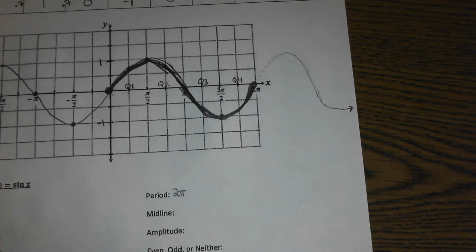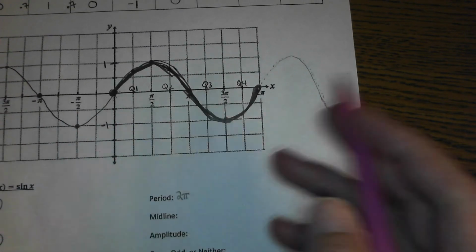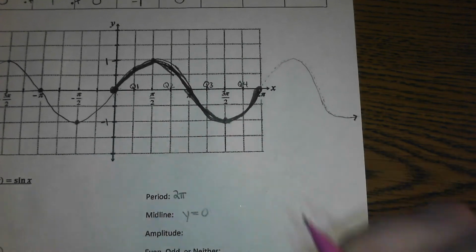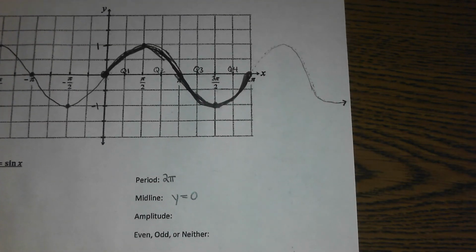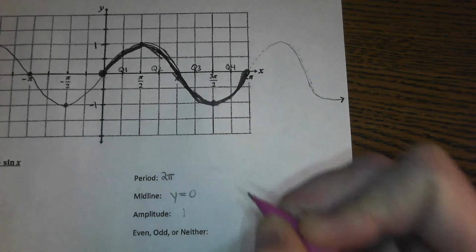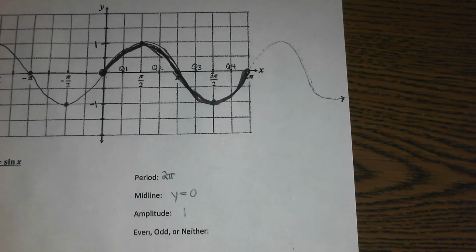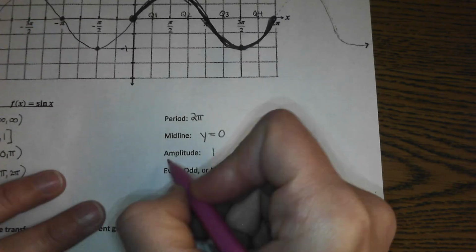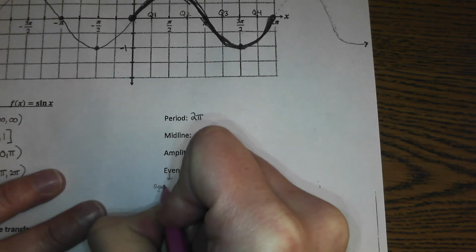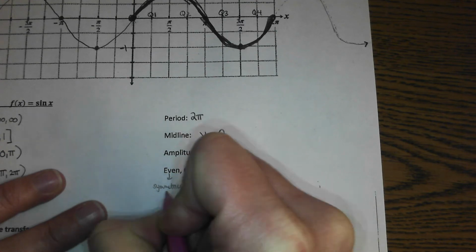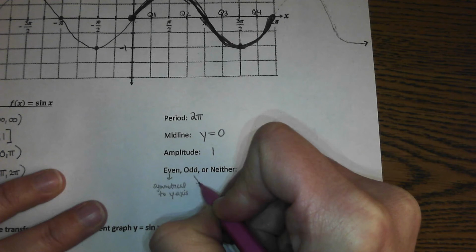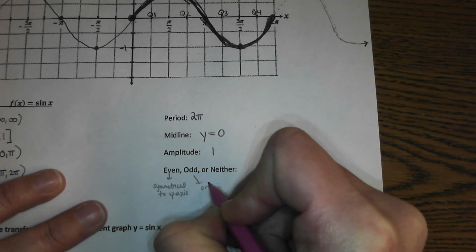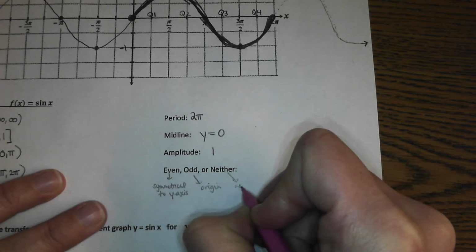Your midline of your parent graph is right down the middle, y equals 0. Your amplitude, we don't have any vertical stretches or compressions here in a parent graph, so your amplitude is just 1. And then even, odd, or neither. This talks about symmetry. Let's review. Even is symmetrical to the y-axis. Odd is symmetrical to the origin. And neither is neither symmetry.